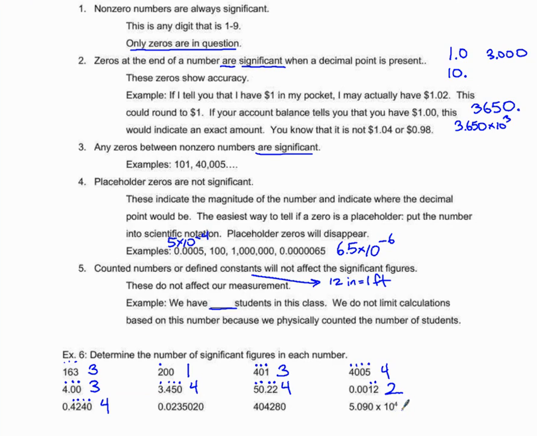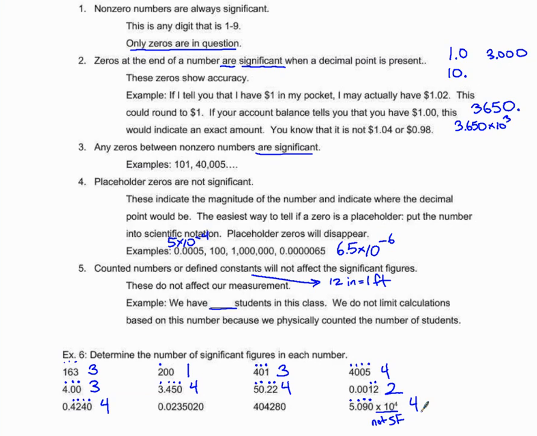Here we have one in scientific notation. 5.090 times 10 to the 4th power. So we have a non-zero, another non-zero. We have a 0 between them. And we have a 0 at the end of a number with a decimal. This one's showing accuracy. And we have this 10 to the 4th. The power of 10 does not affect significant figures. Those don't count. So this one has 4 significant figures.